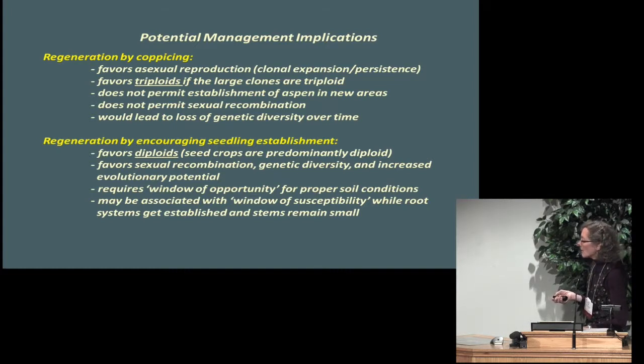Potentially you could, well, I won't go there too much, but if you have a lot of seedlings, you're going to have a dependency on the window of opportunity for the right soil conditions to germinate the seedlings and to have them persist. In addition, you might have what you could call a window of susceptibility for seedlings when root systems are getting established and the stems are small and grazable.